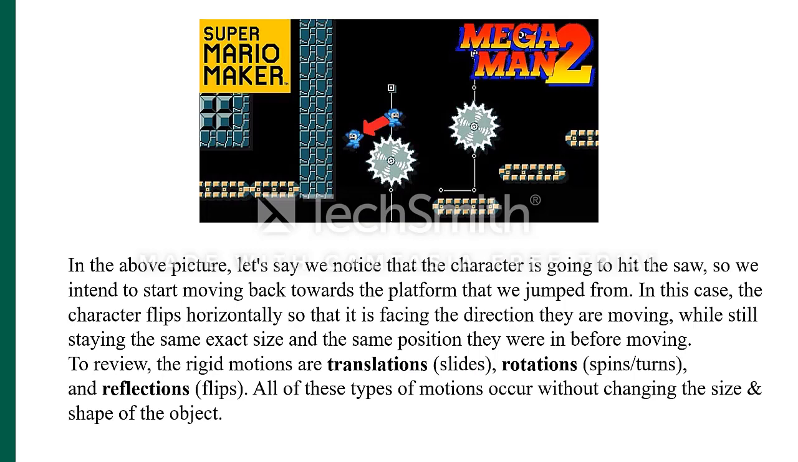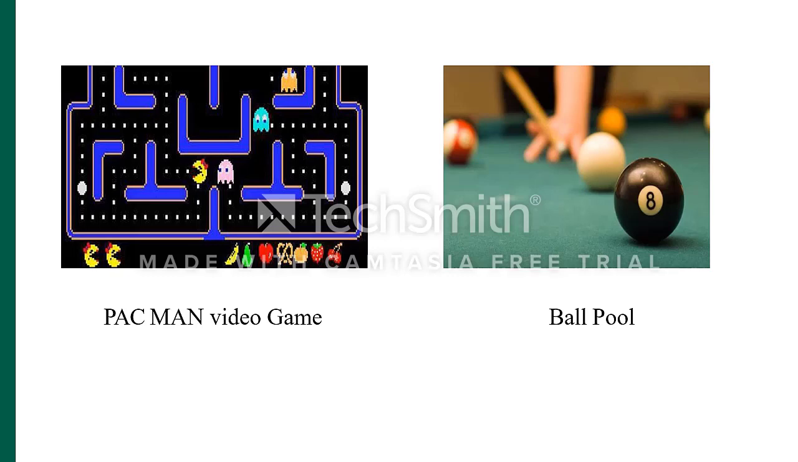And again, if we take the Super Mario Maker example, here let us assume that this character is going to die, stuck in between the saws, and the game might end. Then Super Mario can change its direction and go backward as it came. In order to go backward, it just flipped its way and then tried to move backwards. So this flipping backwards is an example of reflection.